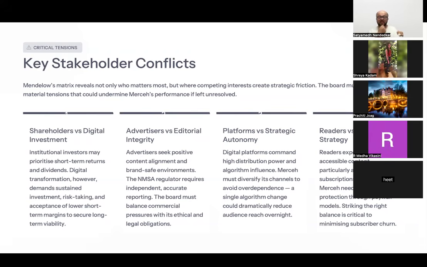Okay. Then advertisers versus editorial integrity. Advertisers seek positive content alignment and brand safe environments. The regulator requires accurate reporting. The board must balance commercial pressures with ethical and legal obligations. Okay. Advertisers, they want money. So they are like, do any advertisement, just get people to sign up.